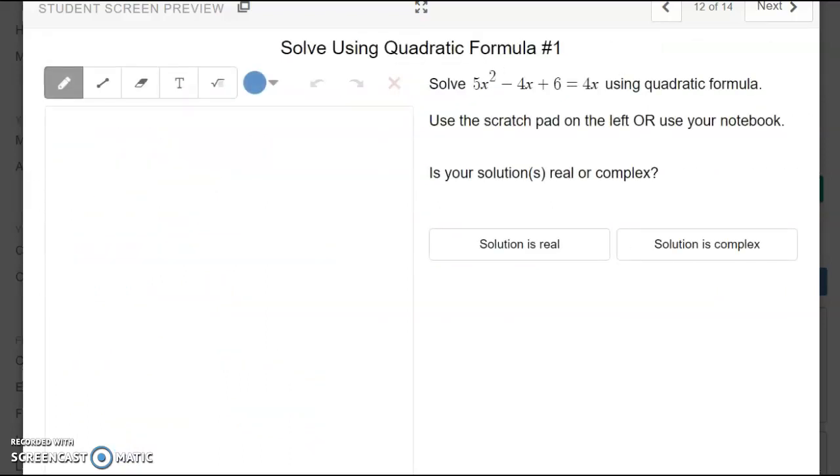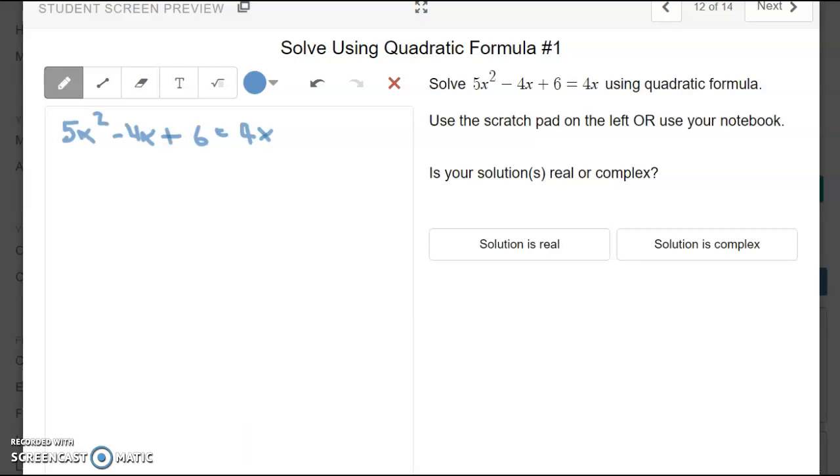Next up, solve 5x squared minus 4x plus 6 is equal to 4x using the quadratic formula. So you have 5x squared minus 4x plus 6 is equal to 4x. Okay, to use the quadratic formula, we need to set it equal to 0, so we need to get rid of 4x.